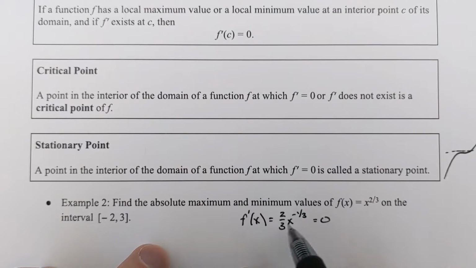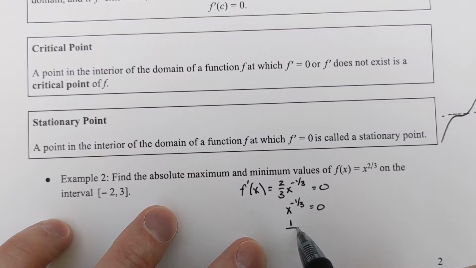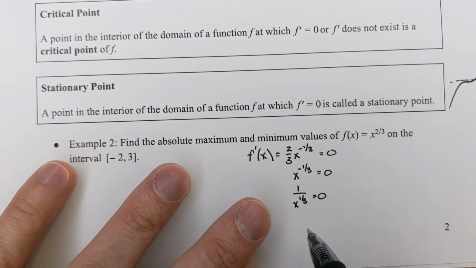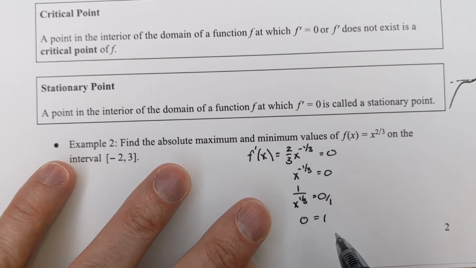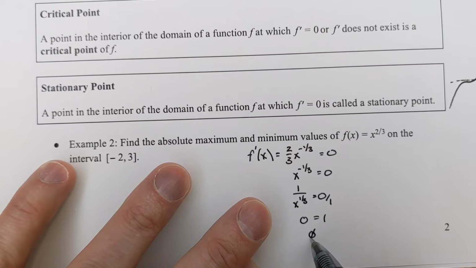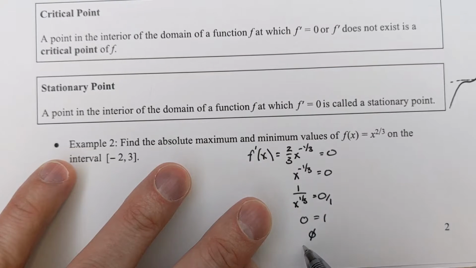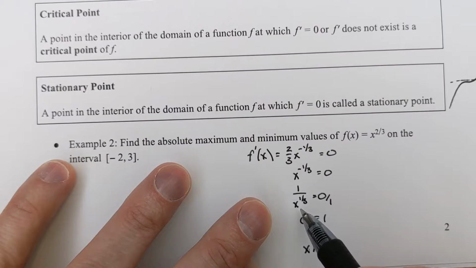So divide both sides by 2/3 gives me this, because 0 divided by 2/3 is still 0. Now this is actually 1 over x to the 1/3, because it has a negative exponent. If I do cross products, multiplying the diagonals, I get 0 equals 1, which is a false statement, which means this has no solutions. The other way to think about it is x cannot be 0. So that number there is actually a critical value, a value that is not allowed, because it gives me an undefined tangent if x is 0.